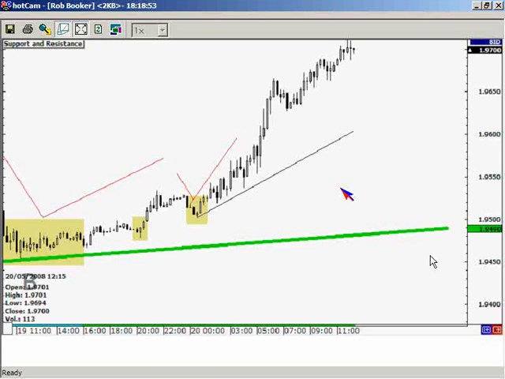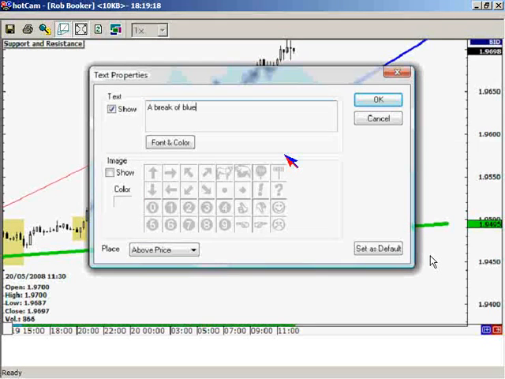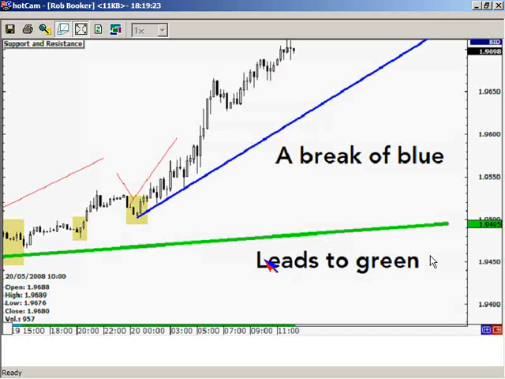Extend that to the right, and now we have a dual trend line situation here. Okay. So a break of the blue trend line, a break of blue leads to green. That's kind of like a break of the blue trend line leads to green, like cashola. Oh, yeah. All right, let's see if any questions came in.